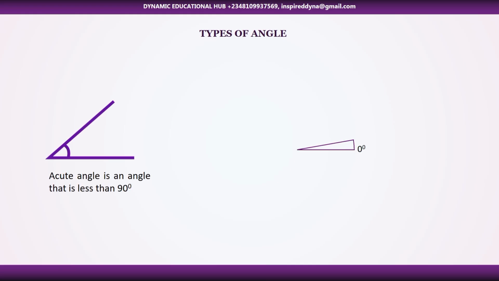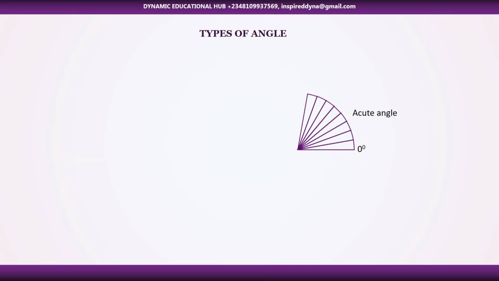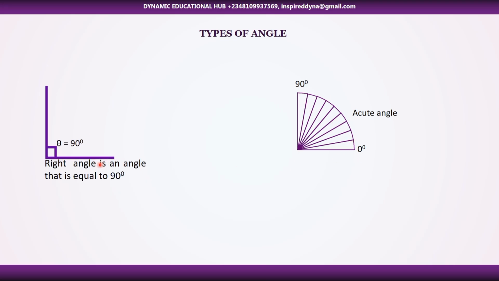Types of angle. Let's start with the acute angle. An acute angle is an angle that is less than 90 degrees. We all know this. So if we are reading an angle starting from 0 degrees as shown, any angle between 0 degrees up to 89 point something degrees is an acute angle. Any angle in this range is still an acute angle. Now when it reaches 90 degrees, it becomes a right angle. So don't forget, a right angle is an angle that is equal to 90 degrees.